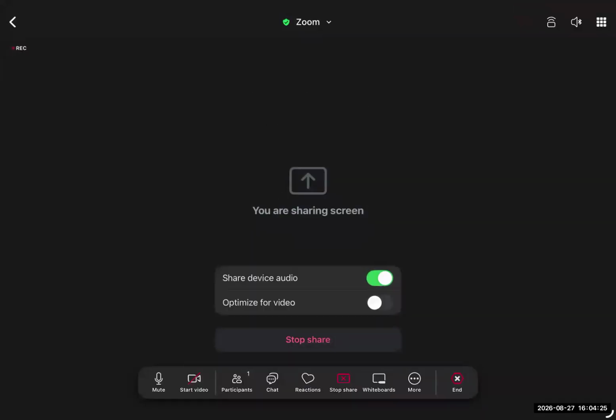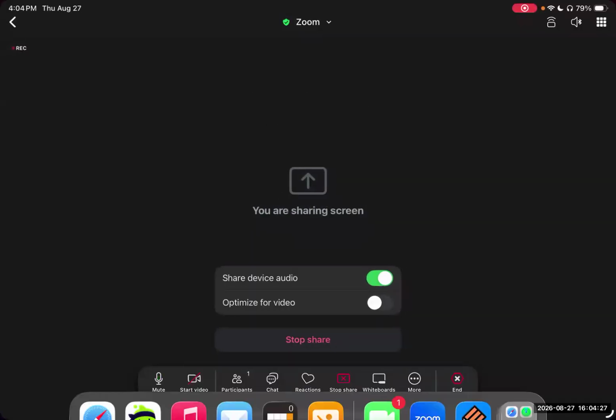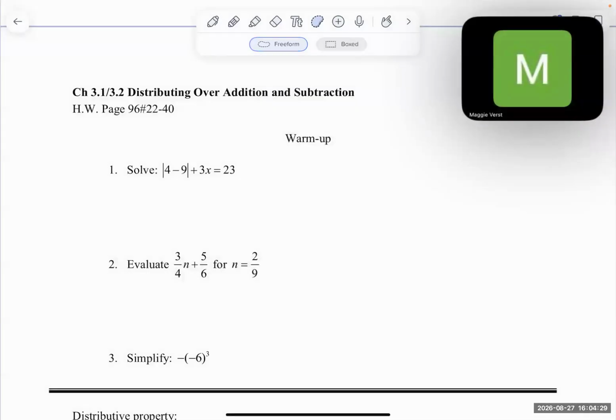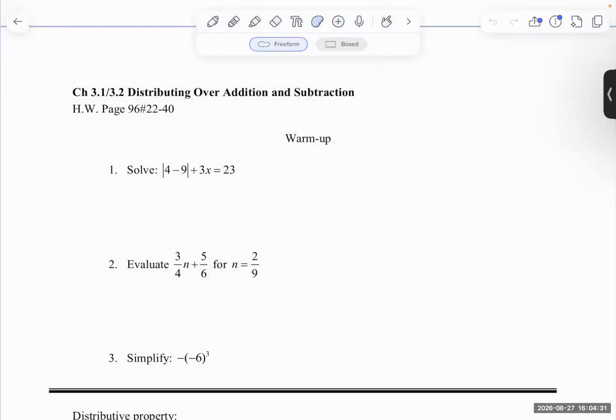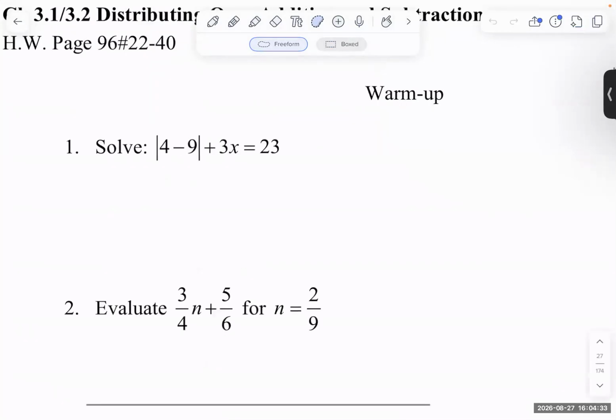Hi guys, so I'm going to go ahead with my third session, which is over distributing addition and subtraction. All right, so again, we'll do a couple of warm-up problems to start.